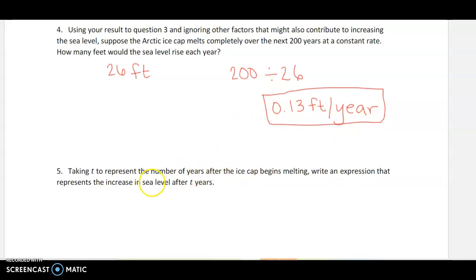Now, if we're taking t to represent the number of years after the ice cap began melting, we need to write an expression that represents the increase in sea level after t years. So if it rises 0.13 feet per year, how can we figure out, if it was 5 years, for example, how much it went? Well, couldn't we just say it's like we add 0.13 five times? Or another way we could think of it is 0.13 times 5. So that would tell us how much it rose after 5 years. So back to question number 5, how can we tell how much it's risen after t years? You'll need to write that expression.